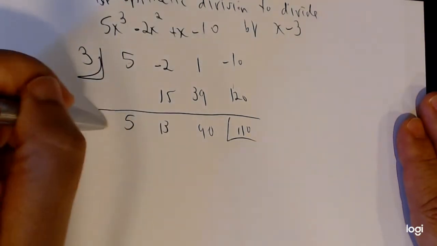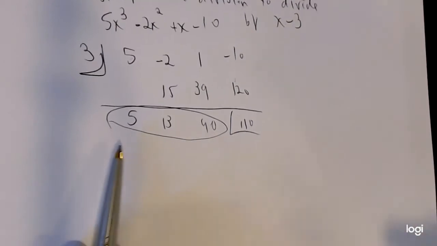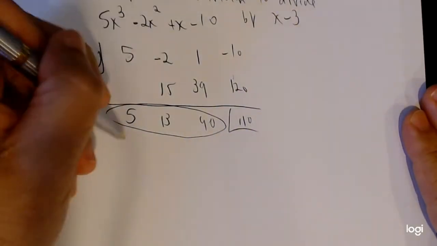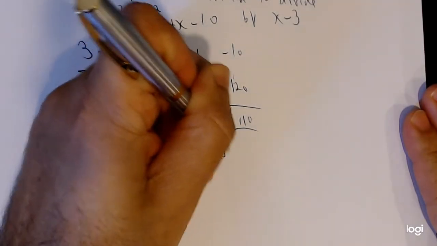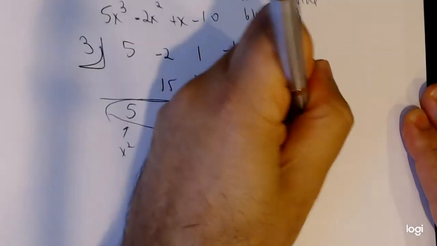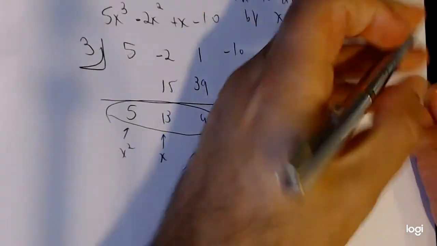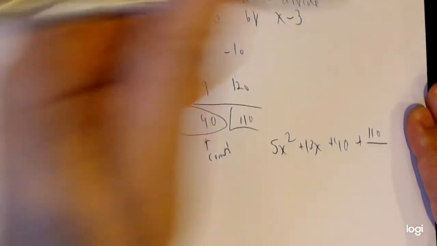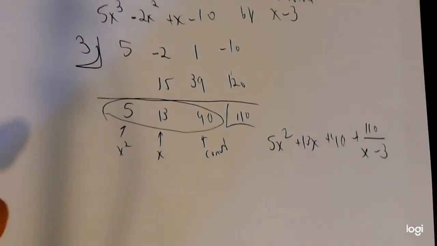So what would that be? My new polynomial would be this, which would be 1 degree less. So since that was x cubed, this one will start off with x squared. So that's my x squared, that's the x, that's the constant. So it'll be 5x squared plus 13x plus 40, and then we have a remainder, which is plus 110 over x minus 3. Okay, so there you have it. We just used synthetic division. Just remember, the only thing about synthetic division is you can only divide by binomials.